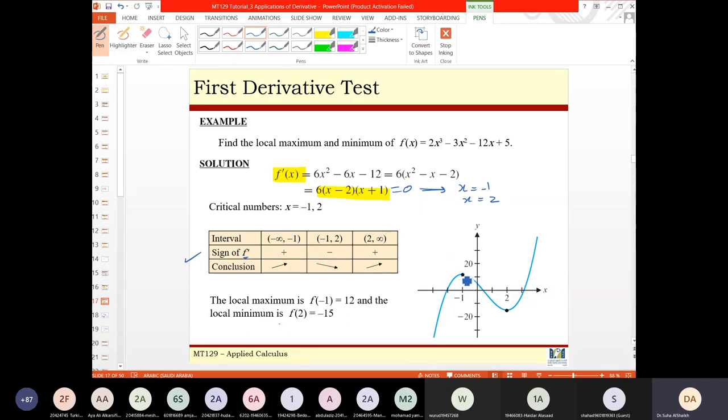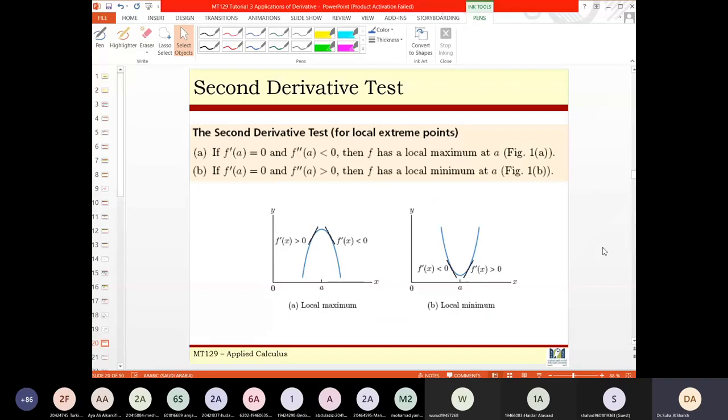And if they want me to draw it, this is the first point and the second point. This one is -1 and 12, and this one is 2 and minus 15. So the function is increasing, decreasing, increasing again, so almost it looks like this. Clear? Yeah, any question?